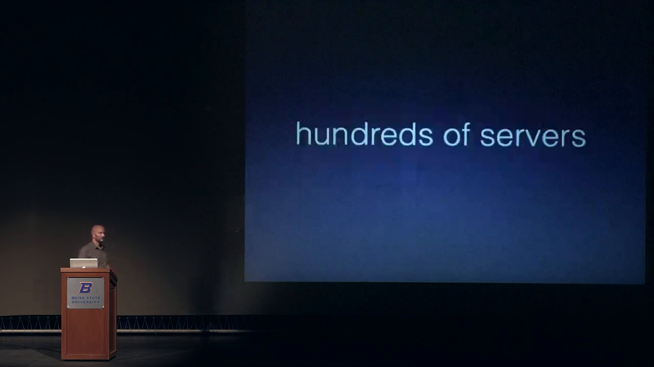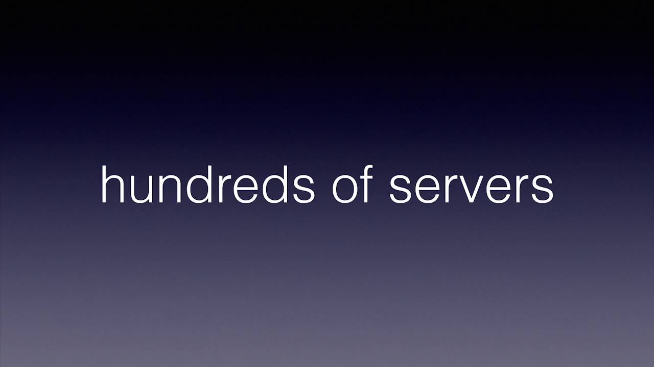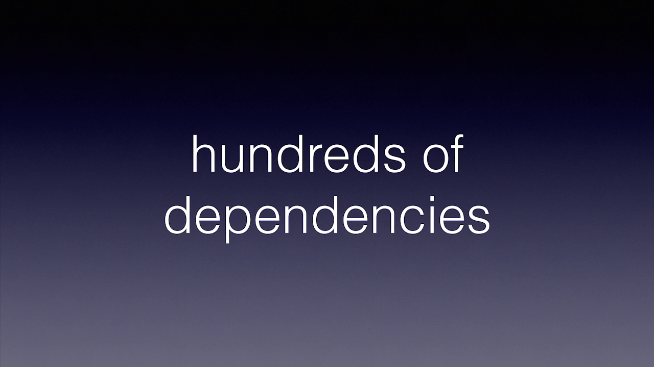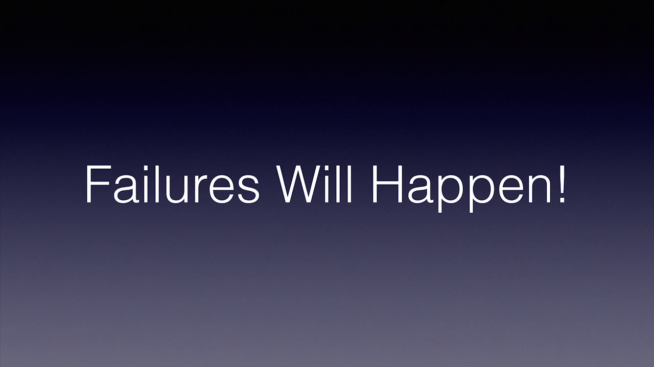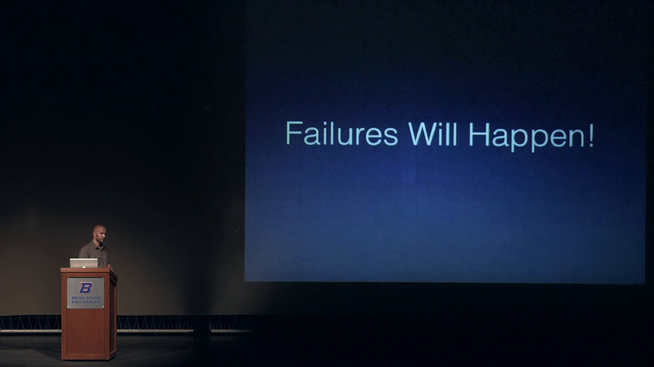So to handle that traffic, we have hundreds of servers, which means we have hundreds of dependencies. Each of those servers, they're application servers, cache servers, database servers, they all depend on each other in some way. And when you have that many servers and that many dependencies, you're pretty much guaranteed to have things fail. So we need to account for failure and plan for failure.